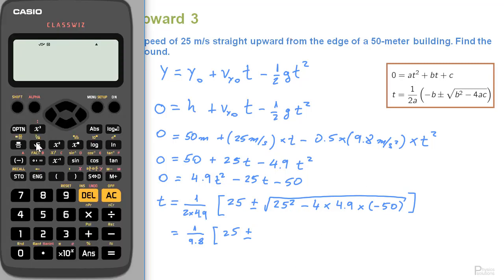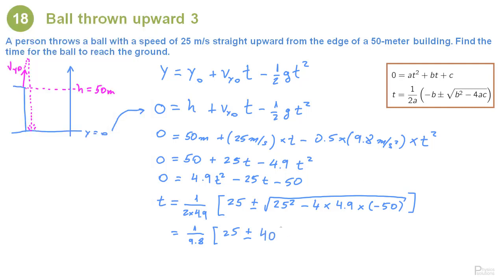We have the square root of 25 squared minus, but there is another minus inside with the 50, so minus minus is plus 4 times 4.9 times 50. And this is 40.06, so 40 basically. And as we have seen before, there are two solutions. If we take the minus, we get a negative value, which is not meaningful for us in this case because we started measuring t from the point when the ball was thrown. So we only care about a positive value. So we take the positive solution.